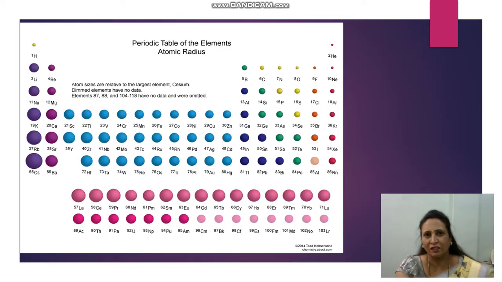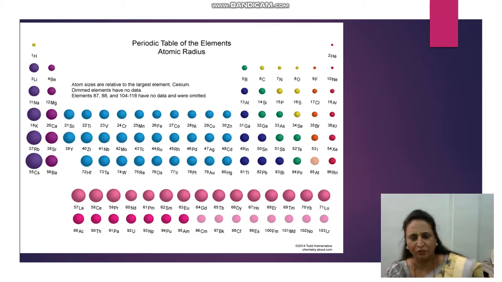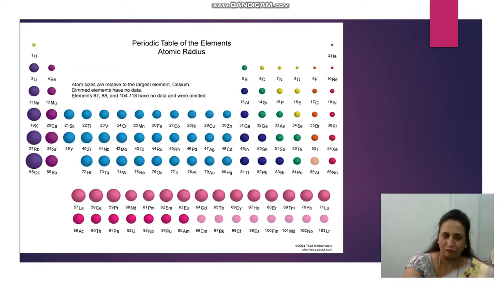Now this is the picture of the full periodic table. Now if we see the full periodic table, then we get a clear idea that atomic size decreases from left to right, increases from top to bottom. So now from this figure, if you ask which is the smallest atomic size element, then the answer should be helium. So helium is the smallest in atomic size, whereas cesium is the biggest in atomic size in the periodic table.